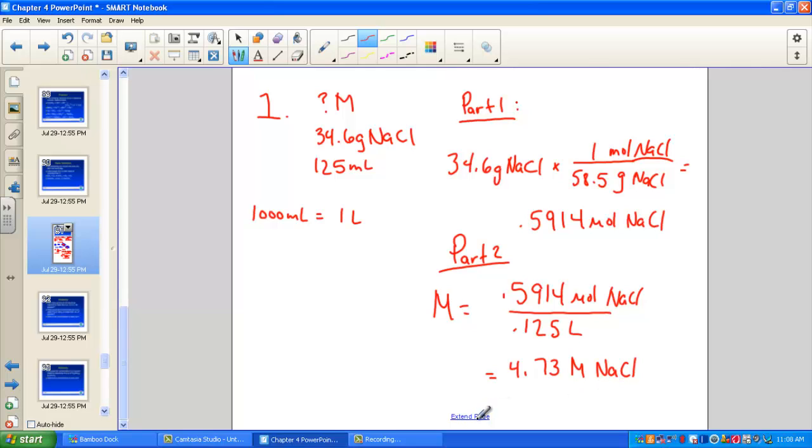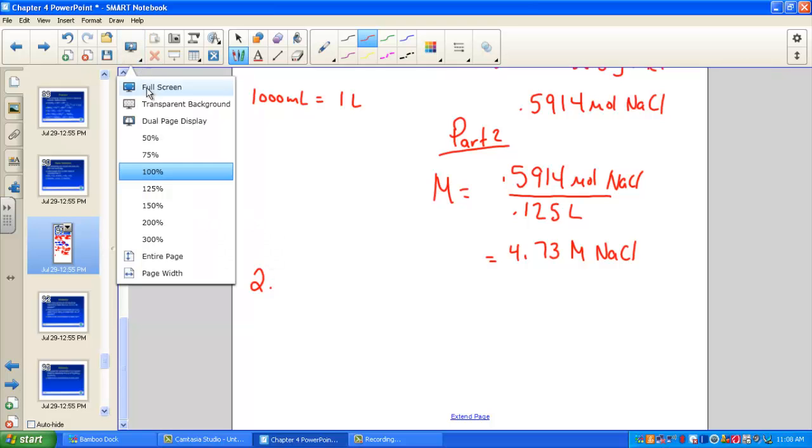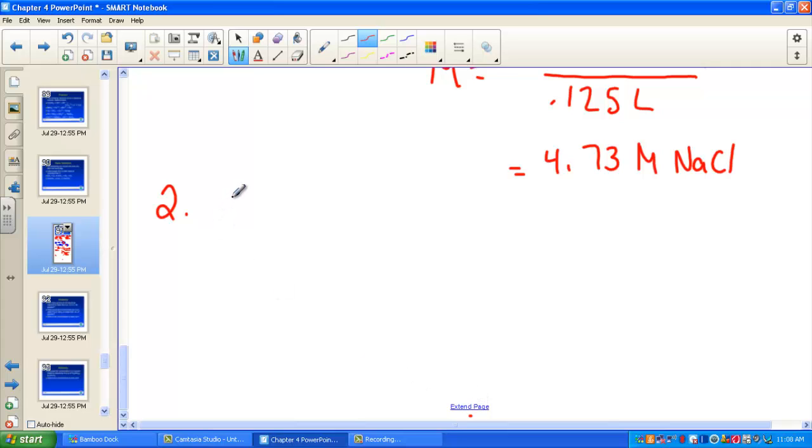Should we try another? Example 2. Give myself some more room. Example 2. How many grams of HCl would be required to make 50 milliliters of 2.7 molar solution? We want to know grams. We're given the molarity and we're given the volume.